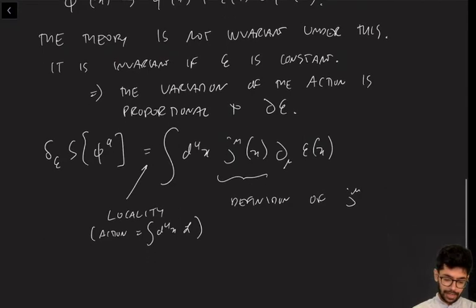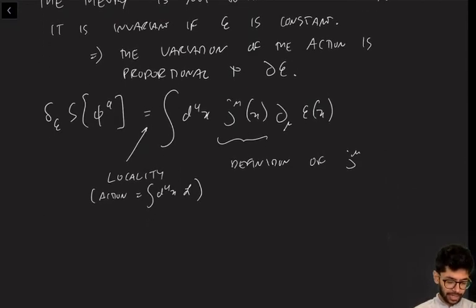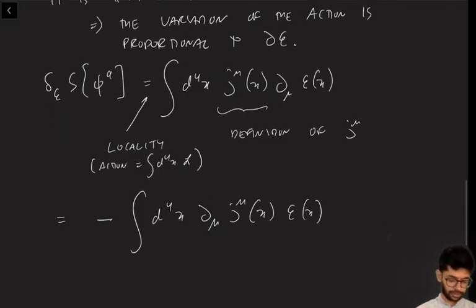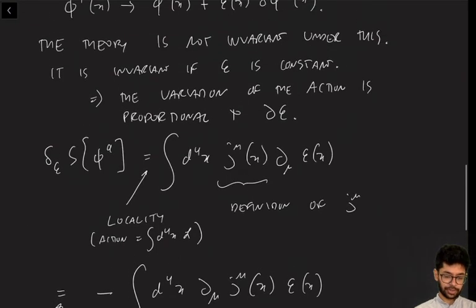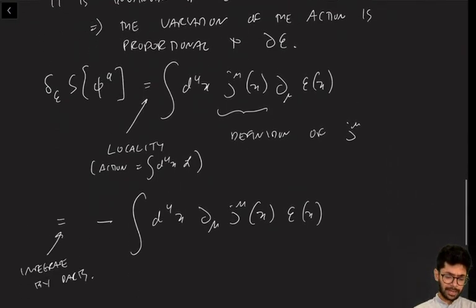Okay. Now, let me point out that I can integrate by parts on this, and I find that this is equal to the integral of minus d mu j mu times epsilon of x. Okay, where here I've done an integral by parts, and as usual, ignored all the boundary terms. Okay? Now, is this 0? I mean, no, it's not. I mean, why would it be? There's no reason for it to be 0. Remember, the theory is not invariant under this weird manipulation that I'm doing.